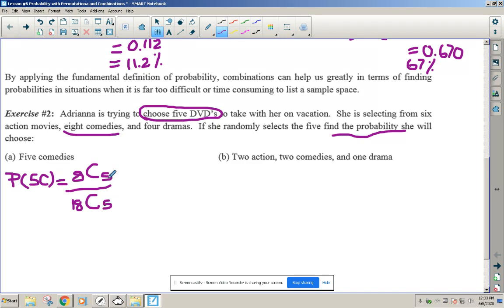So out of the 8 comedies, she wants 5 of them. Out of all the DVDs, she wanted 5. What we want over what we have. And then this gives me 56 out of 8,568.